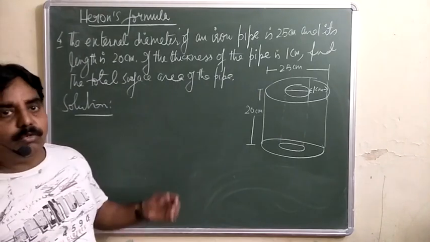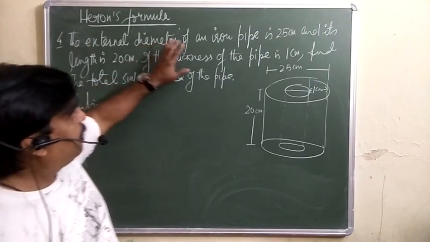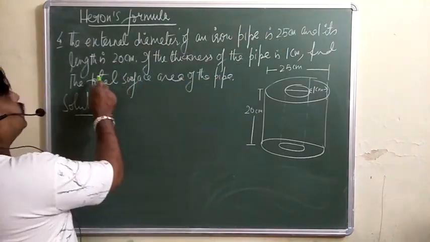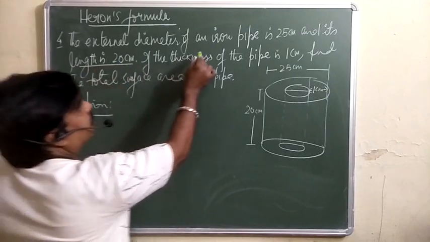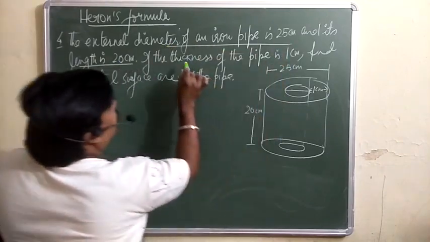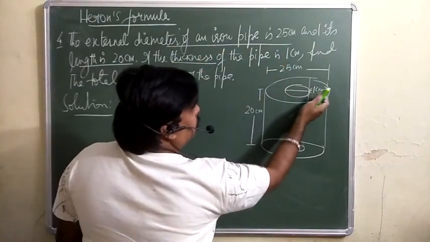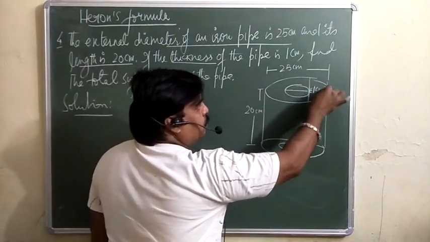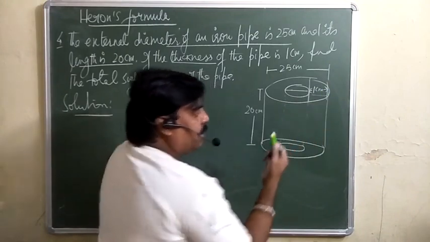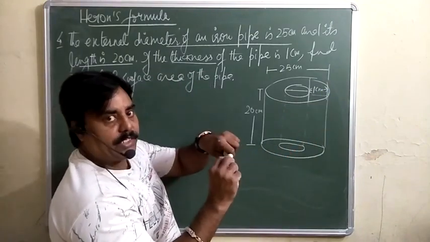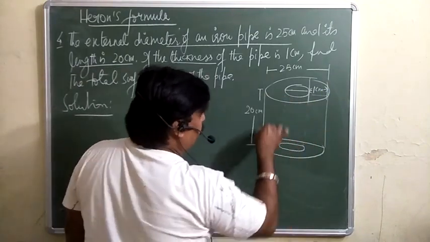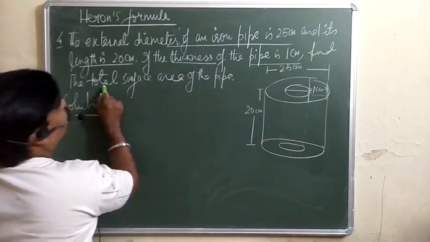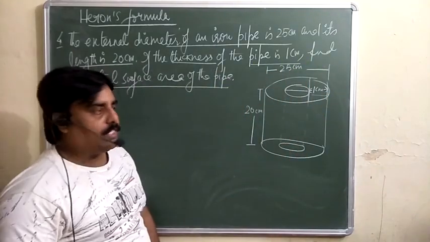Yes, now the question is: the external diameter of an iron pipe is 25 centimeter and its length is 20 centimeter. This is the external diameter, and the thickness of the pipe. This is your hollow pipe. The thickness of this pipe is given 1 centimeter. The height is 20 centimeter. We are supposed to find the total surface area of the pipe.